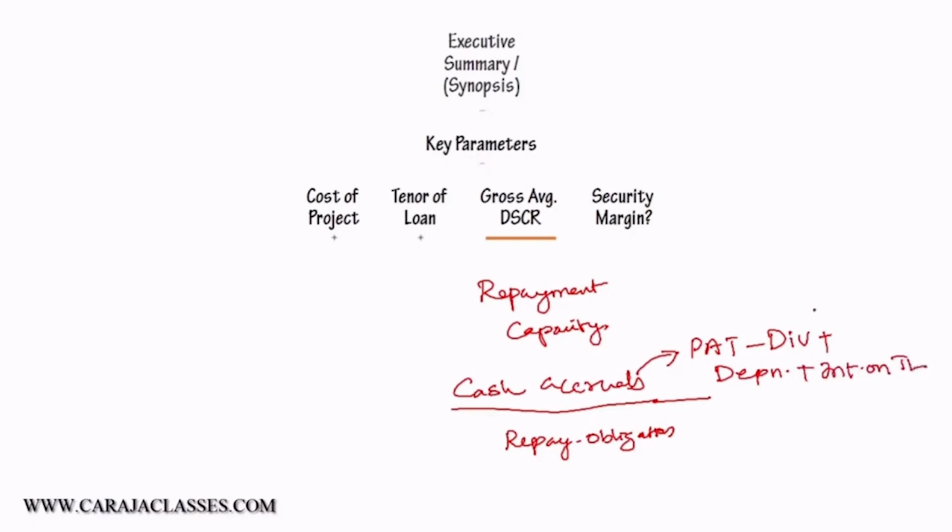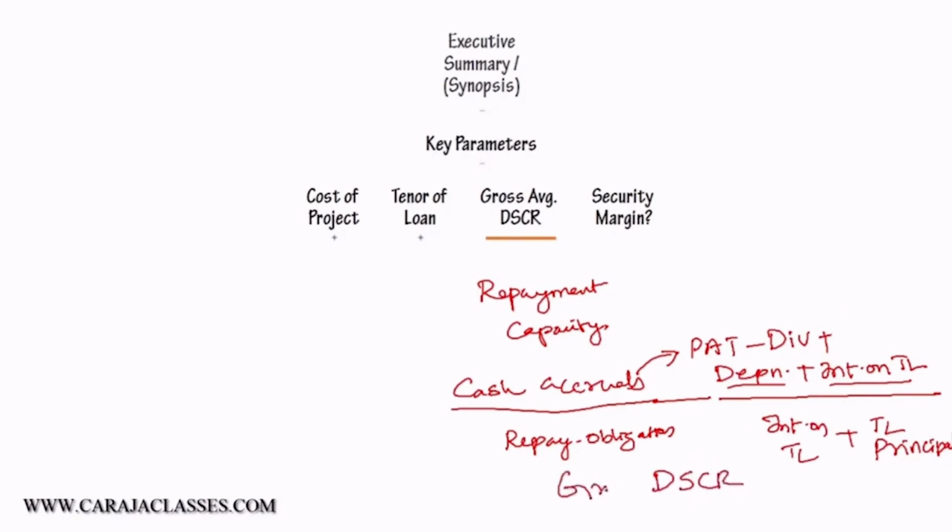Please note, I am deducting dividend here because only the profit available after paying the shareholders should be taken, and that is added with depreciation, being a non-cash item, and with interest on term loan only. Interest on working capital is not taken into consideration. That is divided by the repayment obligation, which is nothing but interest on term loan plus term loan principal installments. When you divide this, you get some number, and that's what we call DSCR. This is the DSCR for each and every year, so we call this gross DSCR.